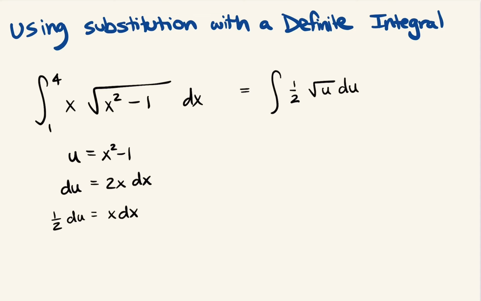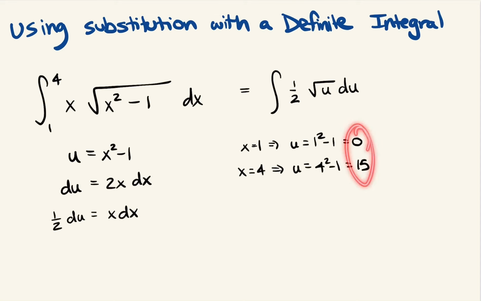And here's the thing, because this is a definite integral, these are the limits for x. So x equals 1 to x equals 4. Well, I'm not dealing with x anymore, I'm dealing with u. So I need to think about, okay, when x equals 1, u is equal to 1 squared minus 1, so 0. When x is equal to 4, u is equal to 4 squared minus 1, which is 15. So these become my new limits of integration. Okay, excellent.